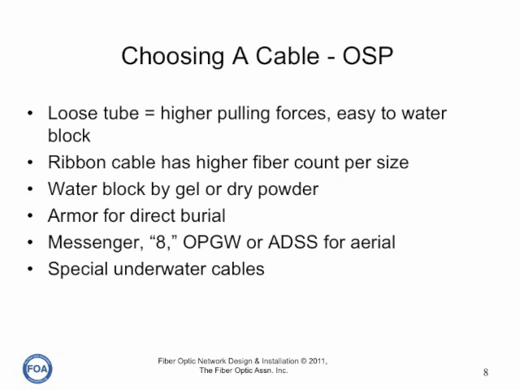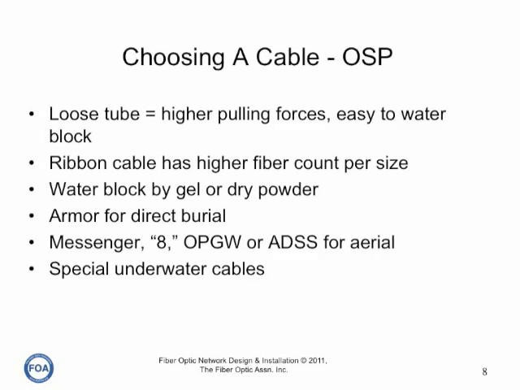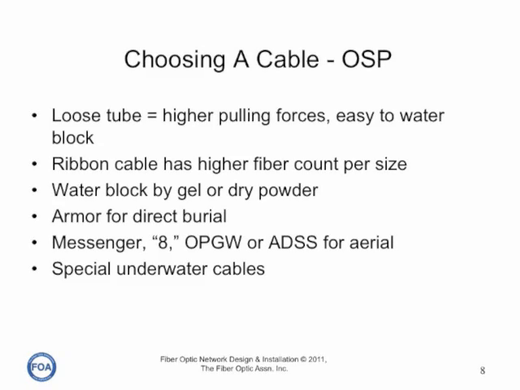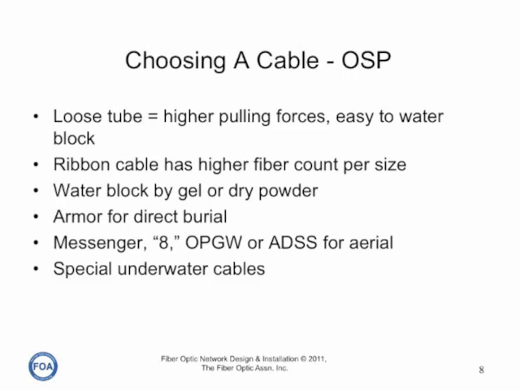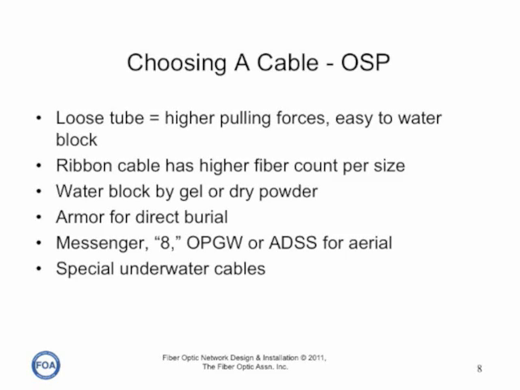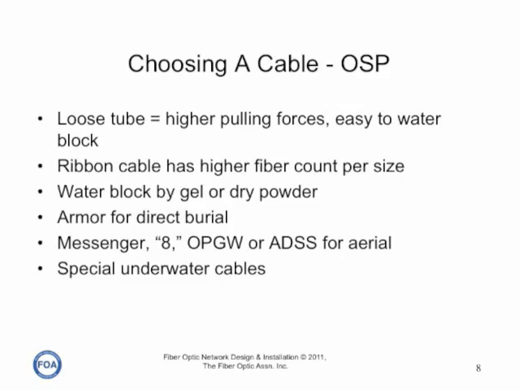Each type of outside plant cable has its own characteristics. The loose tube cable gives us the ability to withstand higher pulling tension, and it's easy to water block. Ribbon cable has a higher fiber count per diameter of the cable. Water blocking is now done more by dry powder than by gel, and always we armor cables for direct burial to prevent crushing loads from harming the fibers and rodents from chewing through the cable.